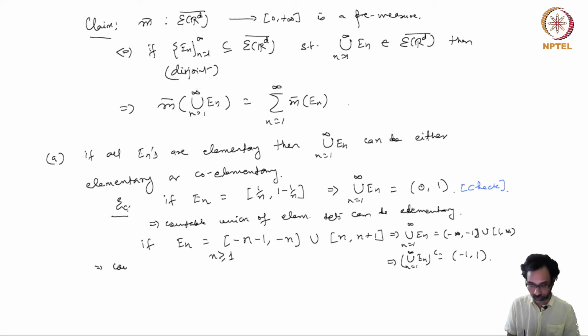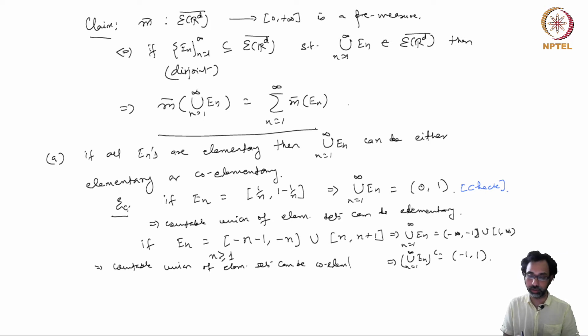So countable union of elementary sets can be co-elementary. So in both cases we have to show that when you have a disjoint union of elementary sets which are either elementary or co-elementary, then you have this relation, which is the countable additivity relation.